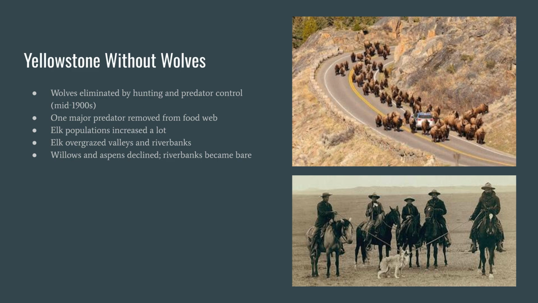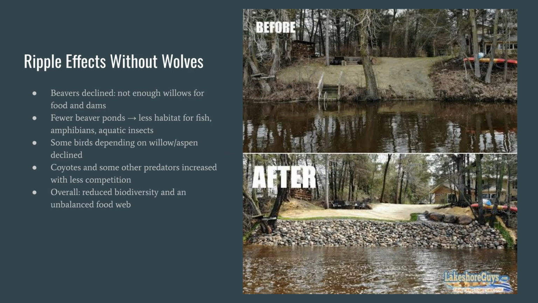This led to overgrazing. Young trees and shrubs were eaten again and again, and many never had the chance to grow into adults. Over time, many riverbanks became barer and more open, with far fewer willows and aspens than before. This change in plant communities set off a chain reaction that affected a lot of other species. The loss of wolves didn't just affect elk and plants. It caused ripple effects throughout the ecosystem. One of the biggest changes was in beaver populations.